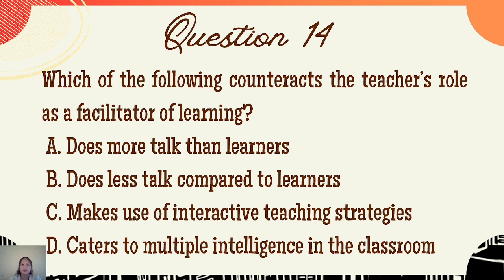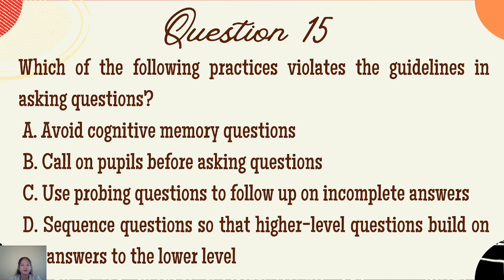Now, question number 15. Which of the following practices violates the guidelines in asking questions? The correct answer is letter B. Call on pupils before asking questions. So proper questioning technique involves asking the question first before calling on students. This allows all students to think and formulate an answer rather than just the student who is called on.